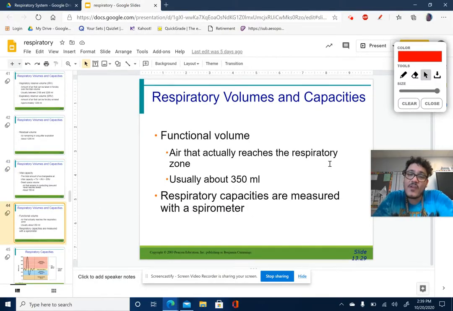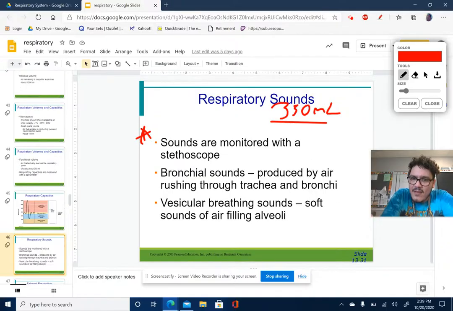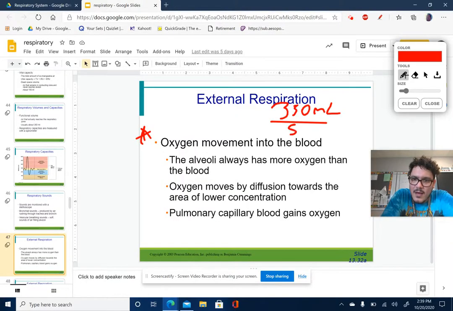Okay, functional volume. This one's a pretty interesting one as well. Functional volume is going to be the air that actually reaches the respiratory zone. So this is the air that you breathe in that finally actually does reach the respiratory zone, aka the alveoli. The alveoli is the area where the gases will transfer over into the bloodstream. About 350 mils are going to reach this. So if we do some basic math and we think, okay, well, 350 mils are going to reach the alveoli, when we have our tidal volume, that's going to be about 500.